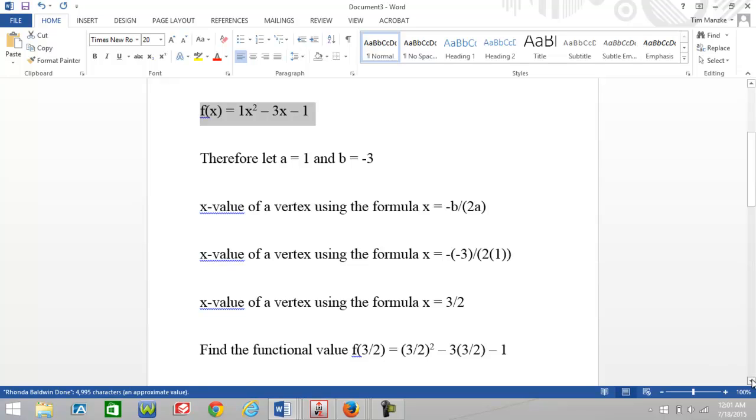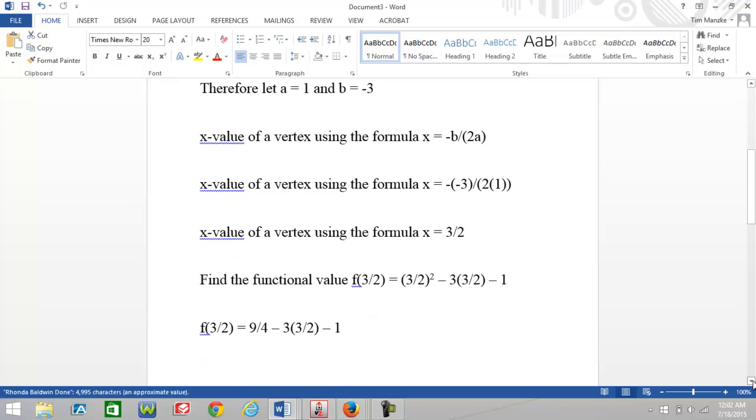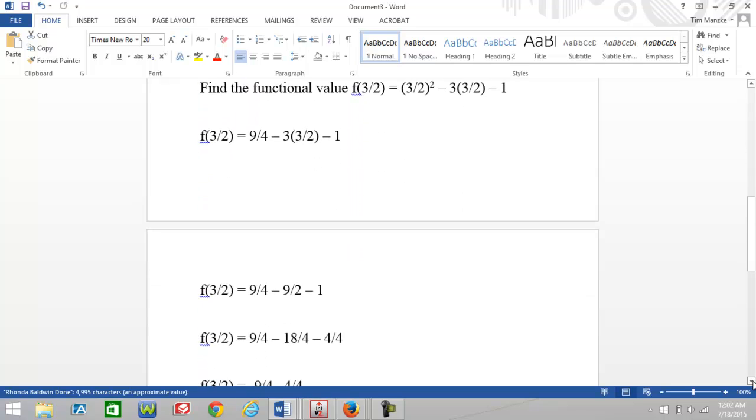On the right side of the equation, we're going to simplify this. 3/2 raised to the second power means you take 3 times 3, which is 9, over 2 times 2, which is 4. And from here, simplify this: 3 times 3, which is 9. So if we look at this, you're going to have 9/4 minus 9/2 minus 1.